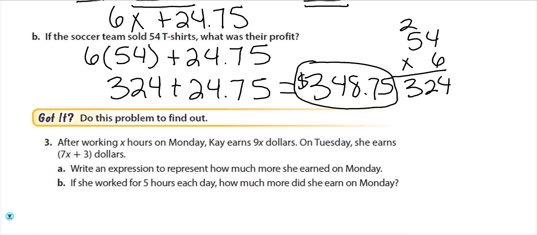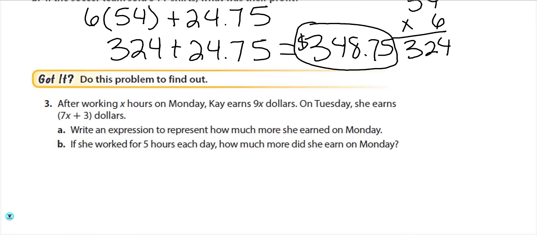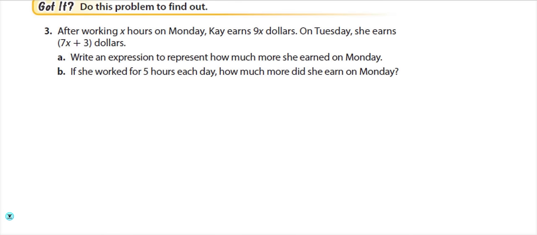All right, go ahead and try Got It question 3, parts A and B on your own. Okay, take your time with it. It's not going to be too bad, but this one is a little bit different, so just take your time with it. Okay, let's take a look. It says, after working x hours on Monday, K earns $9x. On Tuesday, she earns 7x plus $3. Part A, write an expression to represent how much more she earned on Monday.